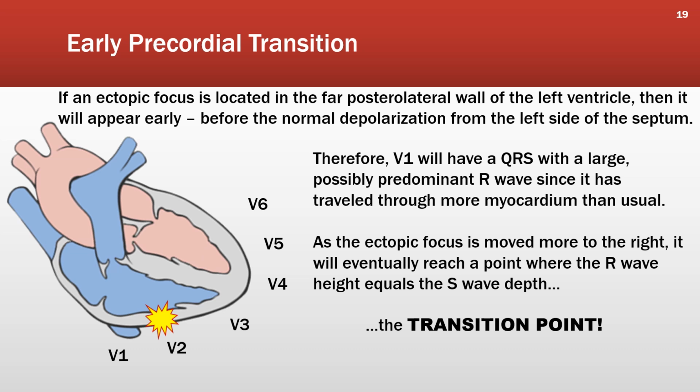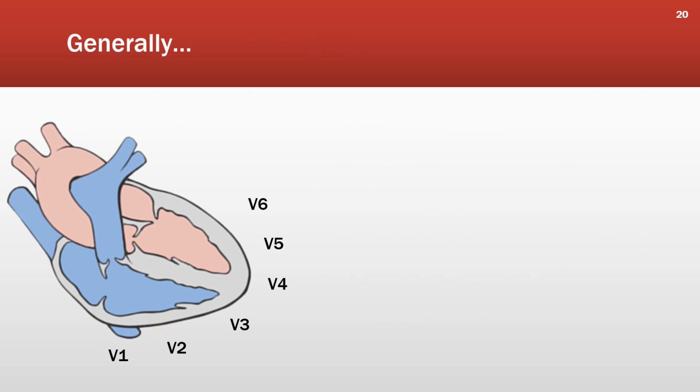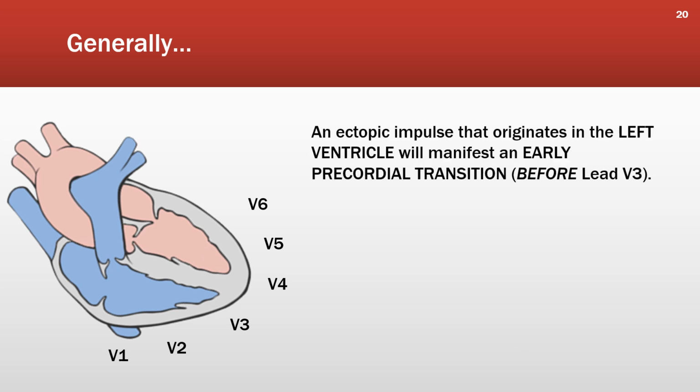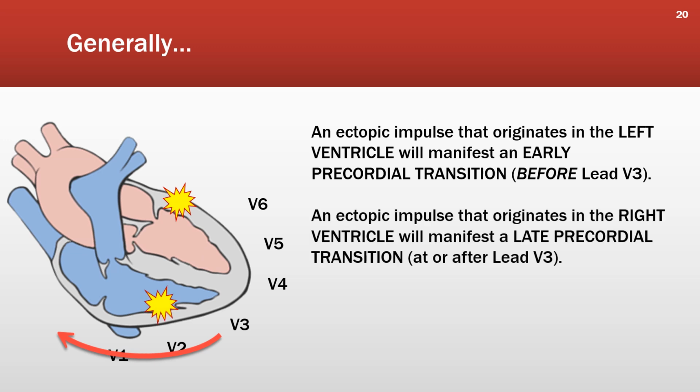Now, I don't want you to think that the transition point is always in the wall of the right ventricle. It will usually be somewhere closer to the septum. Now, speaking in general terms, an ectopic impulse that originates in the left ventricle will manifest an early precordial transition, that is, before lead V3. An ectopic impulse that originates in the right ventricle will manifest a late precordial transition at or after lead V3.